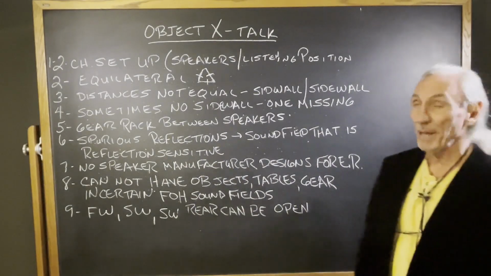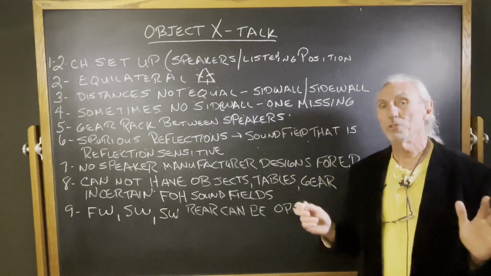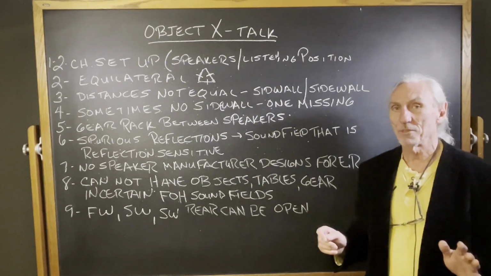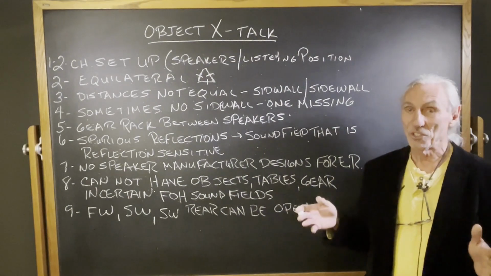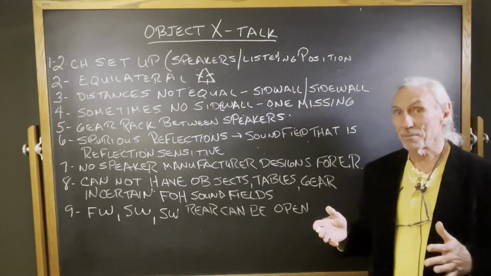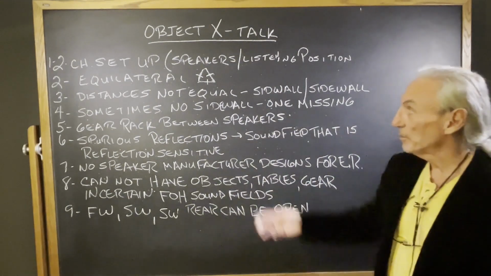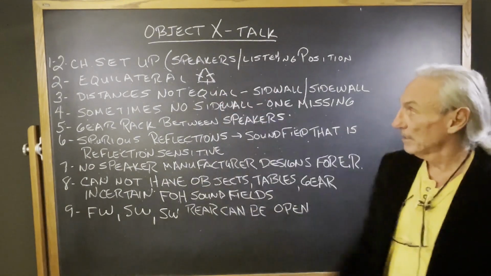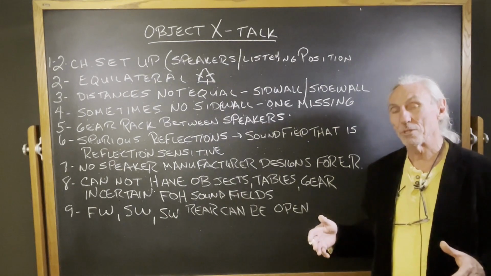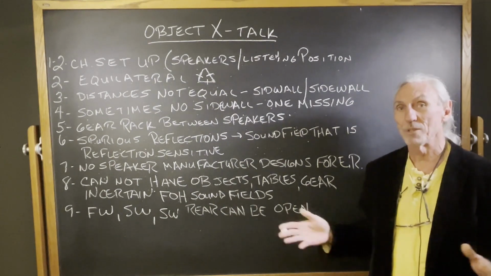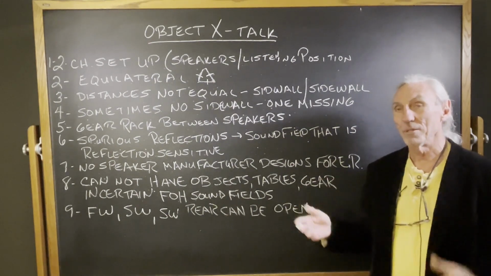Today we're going to talk about object crosstalk. Two-channel systems are very sensitive to setup. Distance from walls, distance from each other, distance from the listening position. I mean, look at all the things we go through. Equilateral triangle. We take a lot of care because we know sound travels at a certain speed. We want arrival times to be equal on the left and the right channel.